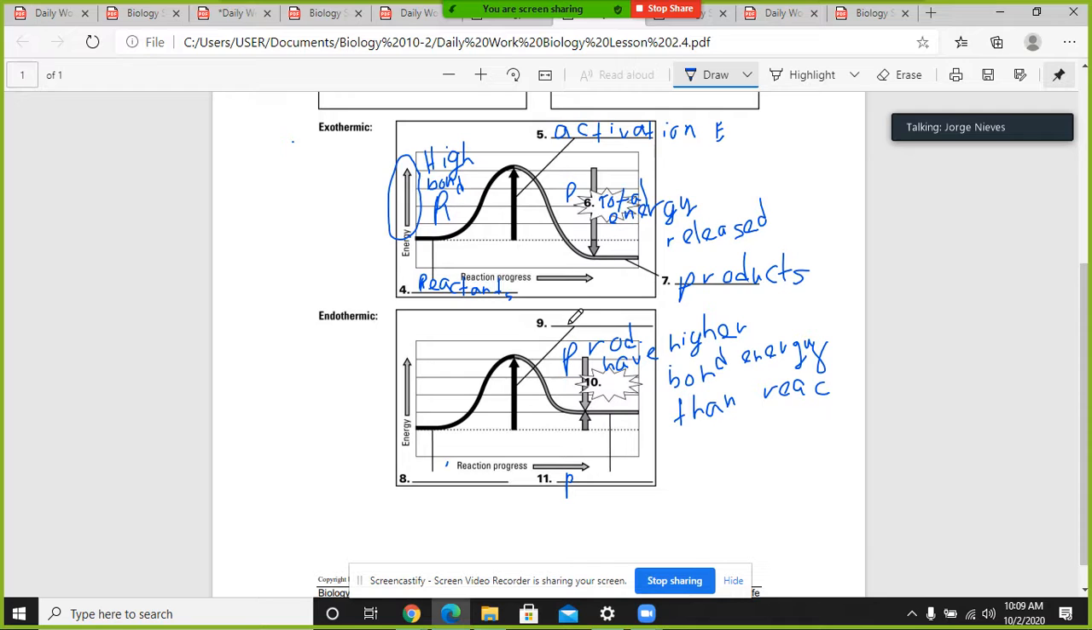El 9, activation energy, Valeria. Okay, activation energy. Okay. Están conmigo, ¿verdad? Ya estamos casi. Okay, activation energy. Okay. El 11, pues son los productos, mi gente. Activation energy, products, and reactant. Okay.